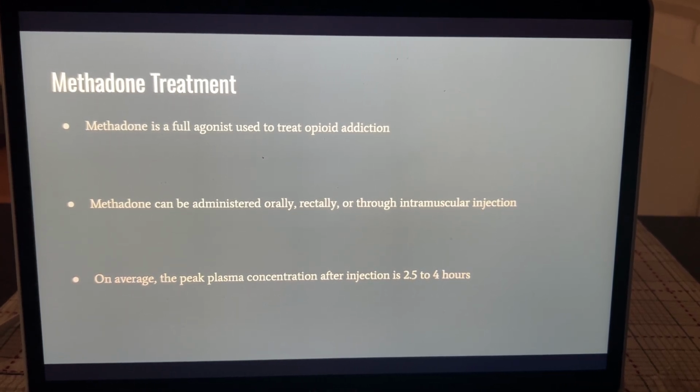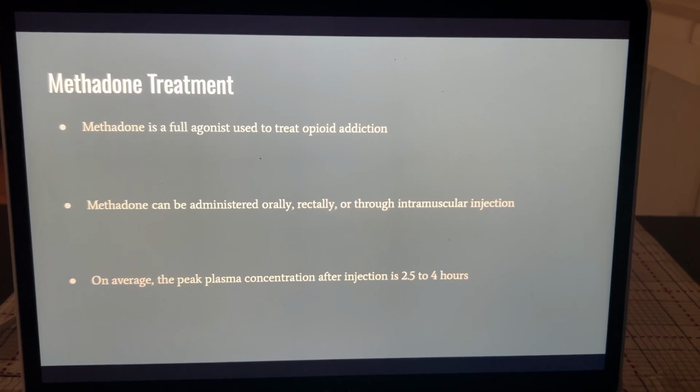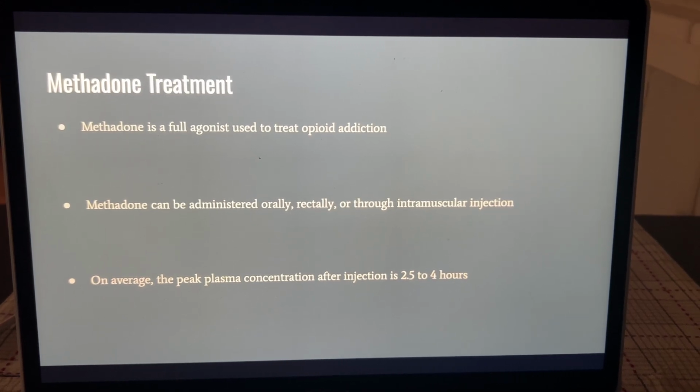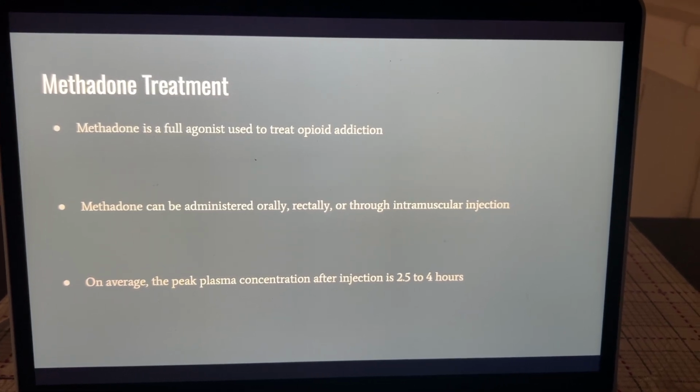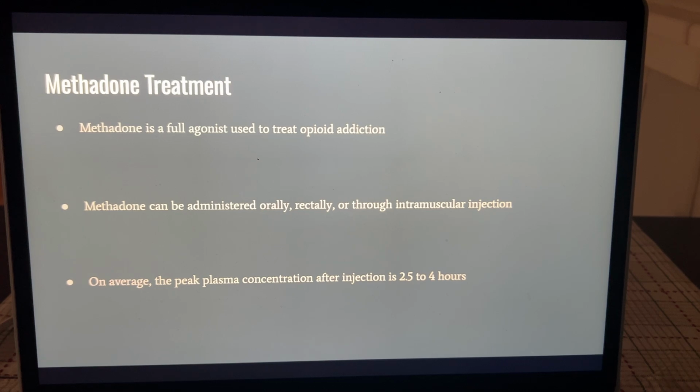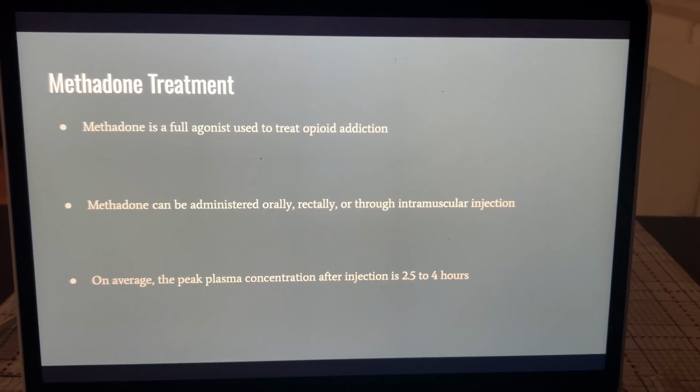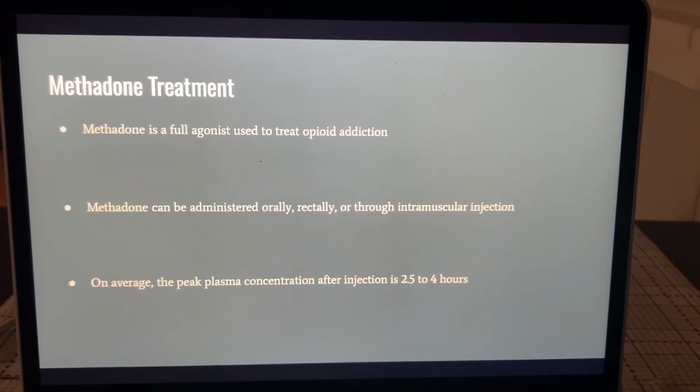So methadone is a full opioid agonist, which means that there are concerns about overdose-related death that should be put into consideration. When taken orally, methadone has a quick onset of action. Effects of methadone occur 15 to 45 minutes after administration, and peak concentrations occur at approximately 2.5 to 4 hours.